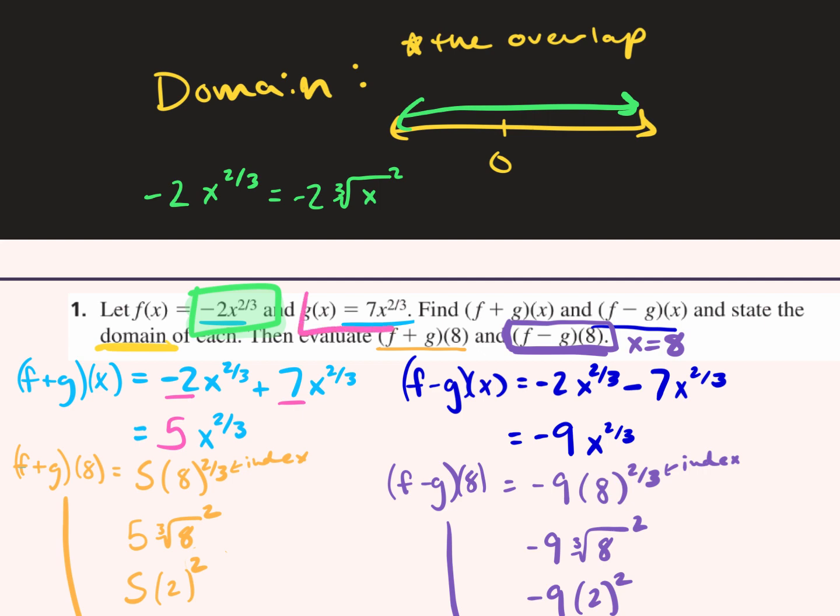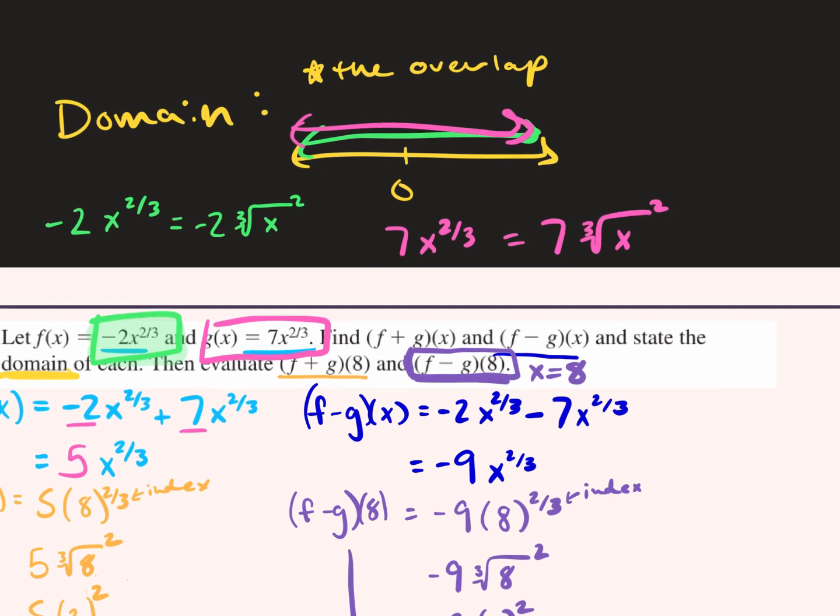Let's check the same for g. So here I have 7 times x to the 2/3 power. My denominator is the same, which means my index is going to be the same. So 7 times the cubed root of x squared. When I have the cubed root, can I have negative numbers under the cubed root? Yes. So what's my domain on g? All real numbers. So here, for the pink line and the green line, what overlaps? All real numbers. So my domain would be all real numbers.